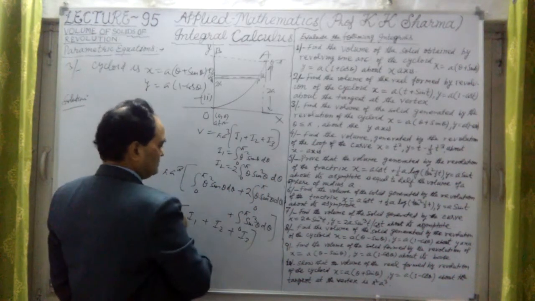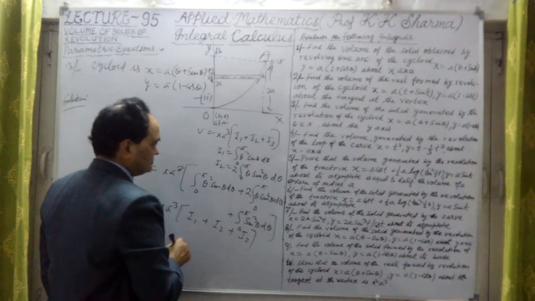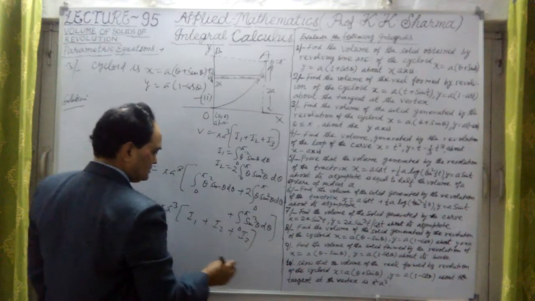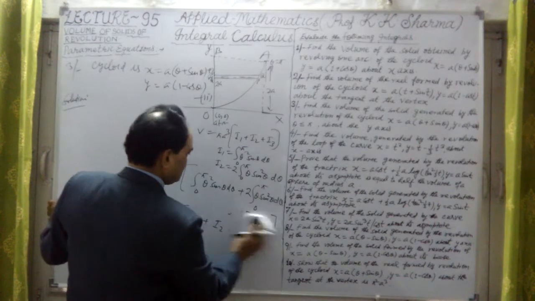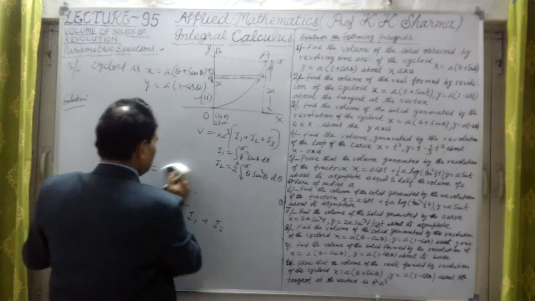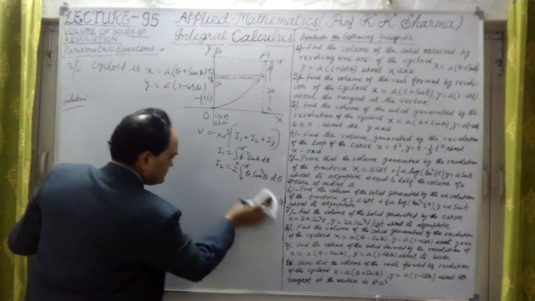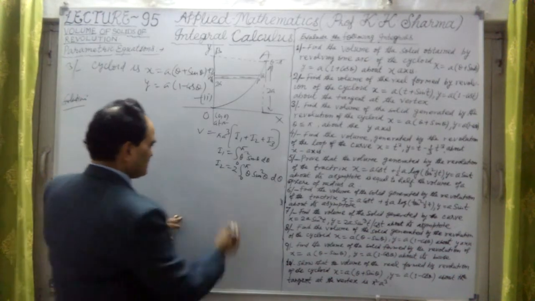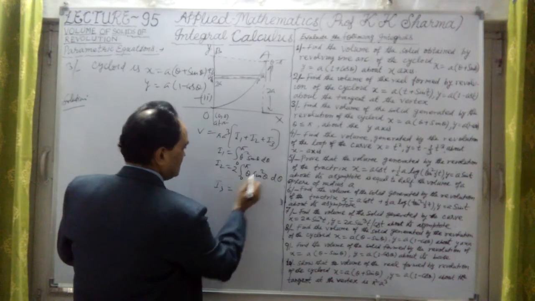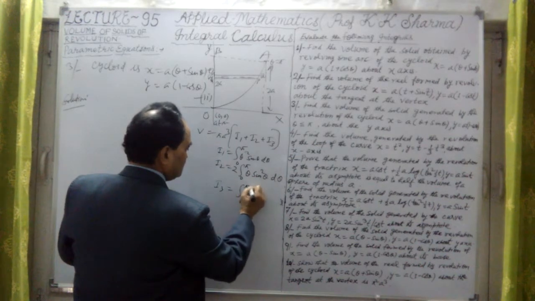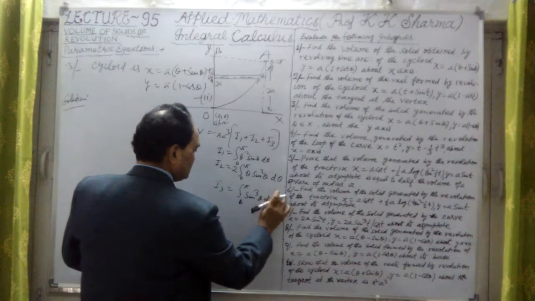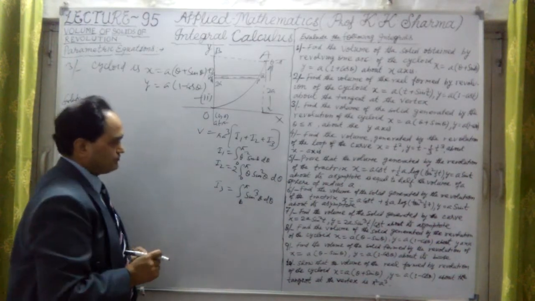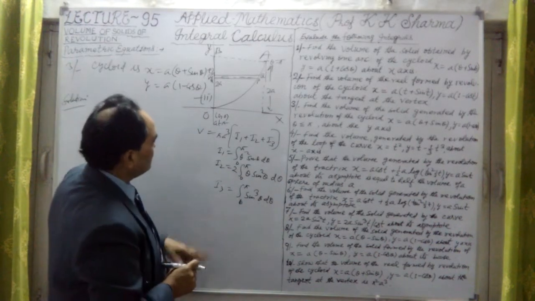Third is this cos cube theta, I3. Let me write here I3. I3 is 0 to pi sine cube theta d theta. There are 3 steps here. Now let me take one by one.